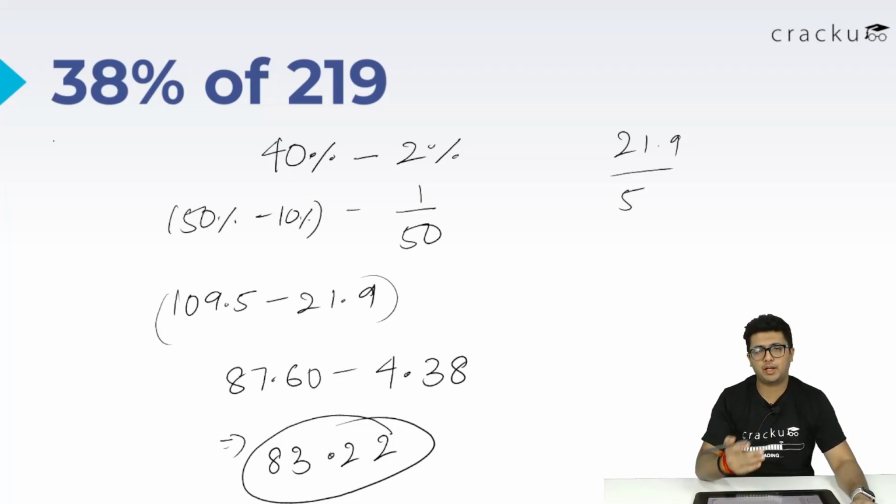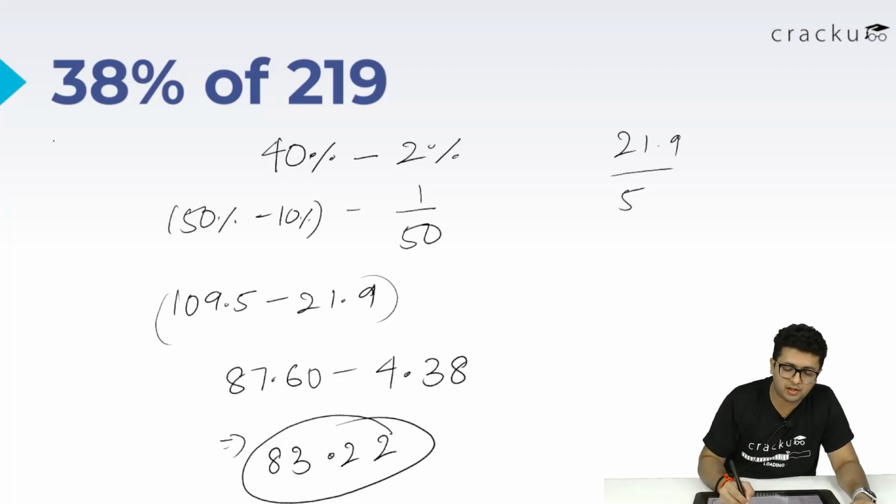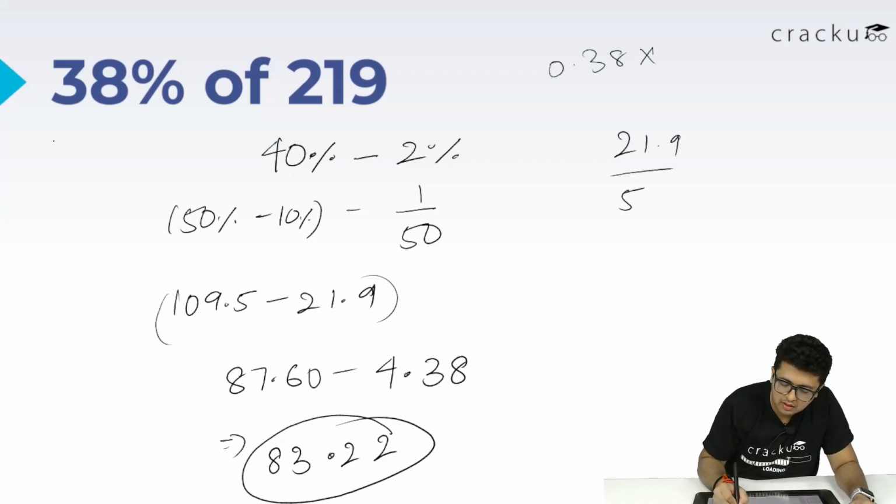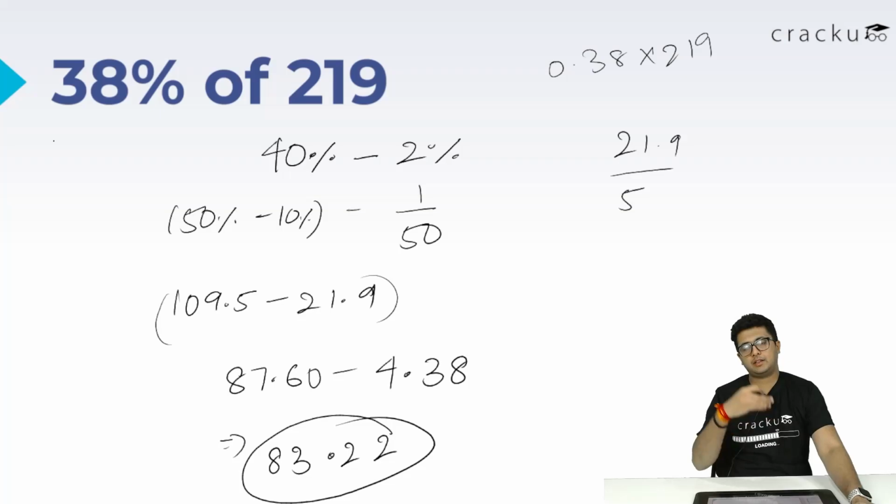So 38% of 219 does not seem that hard right now, if you can break it down into different percentages and do it, right? If you don't have a calculator in the exam, this method is much faster than doing 0.38 into 219.